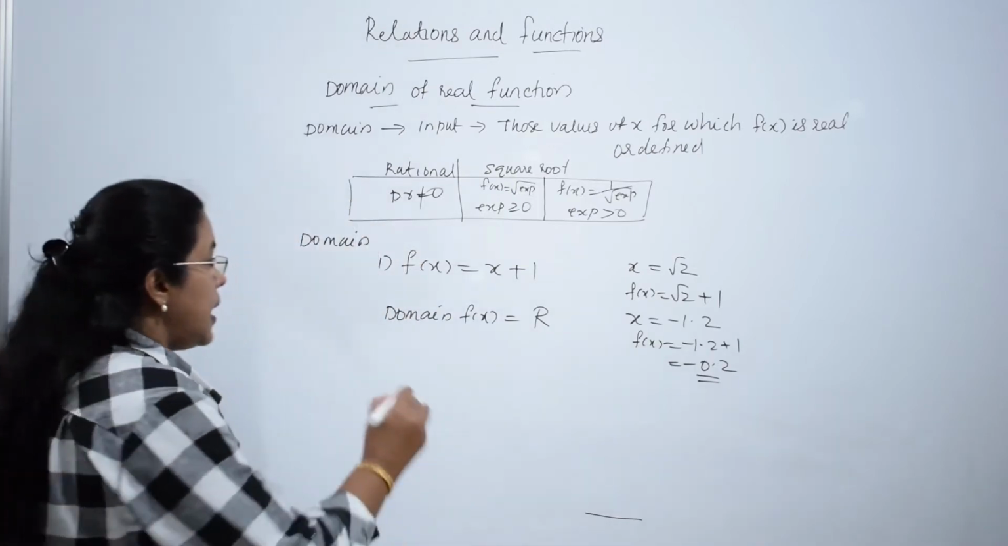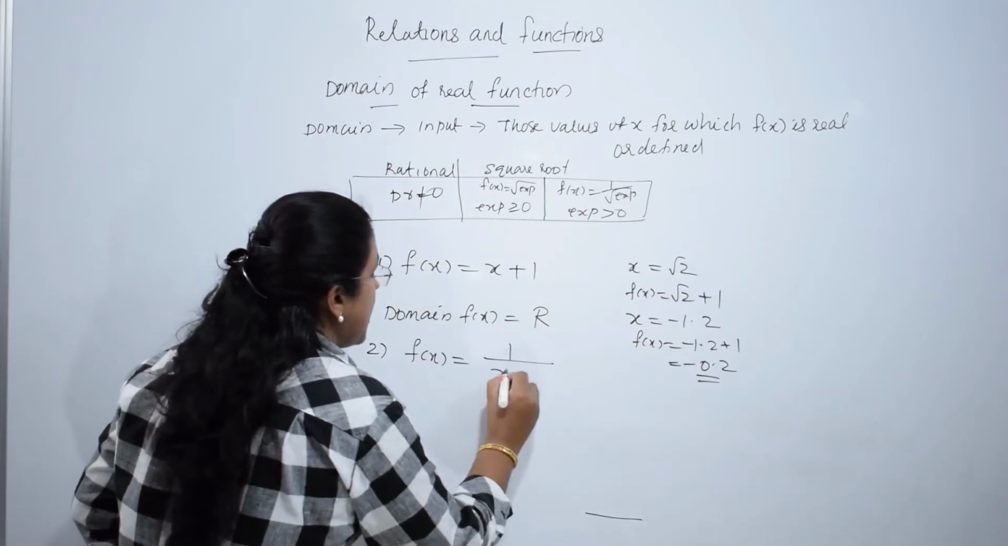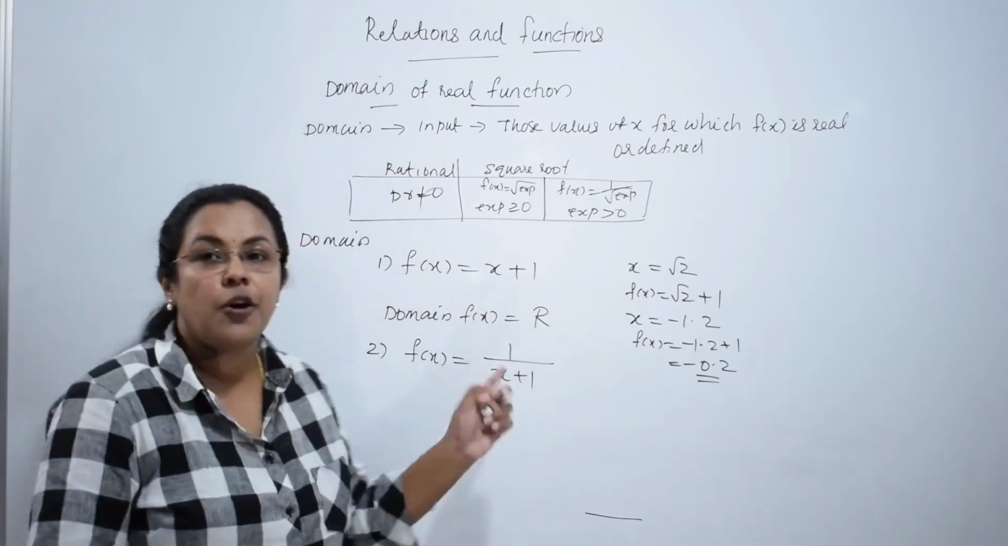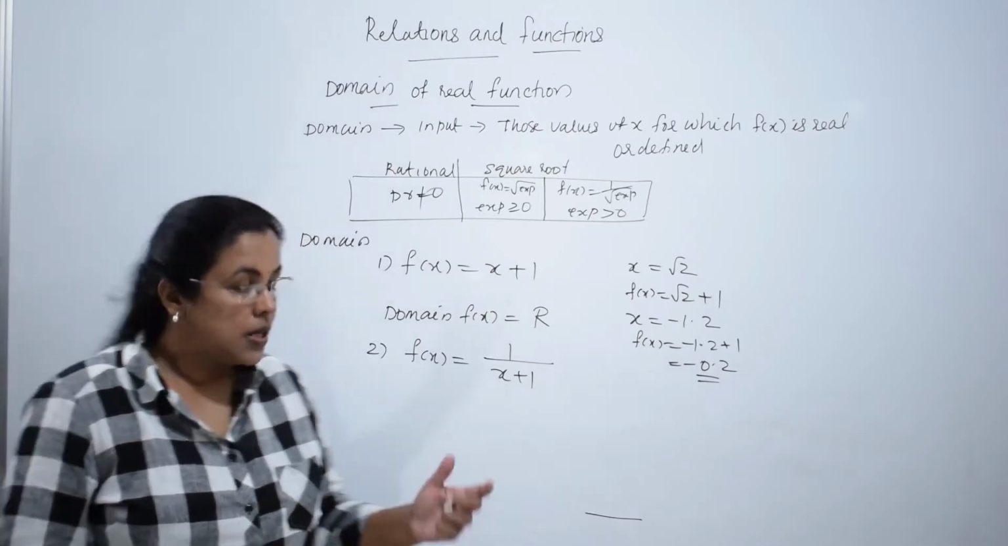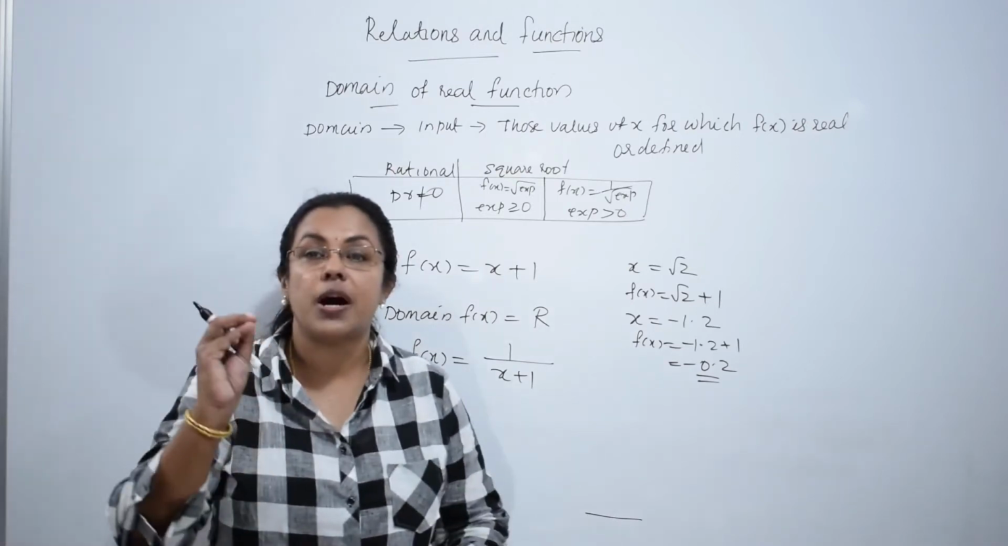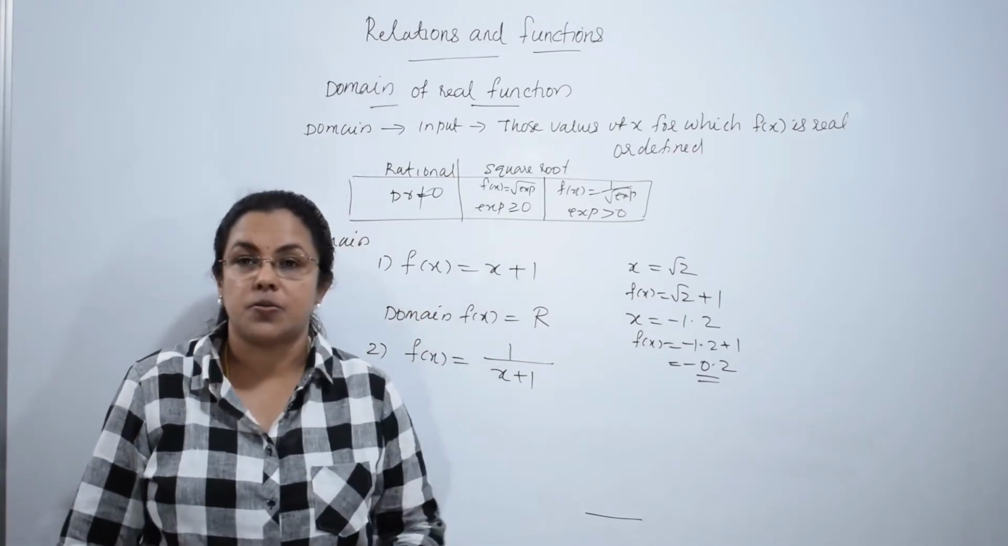Now consider example 2. f of x is equal to 1 by x plus 1. Here also f of x is defined for all values of x except minus 1.